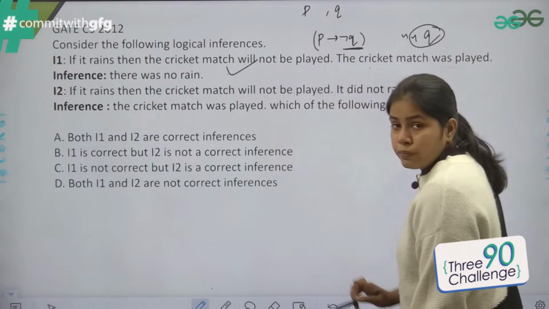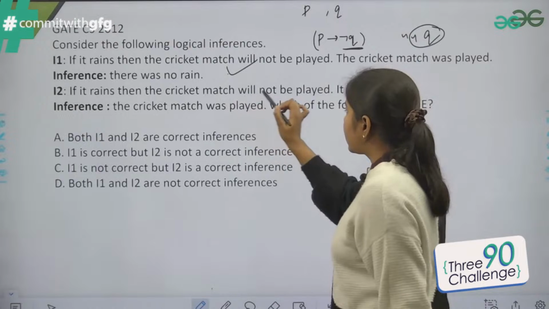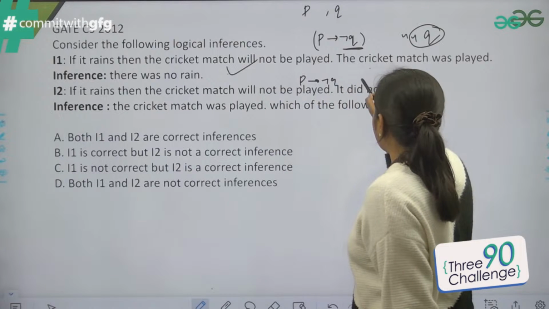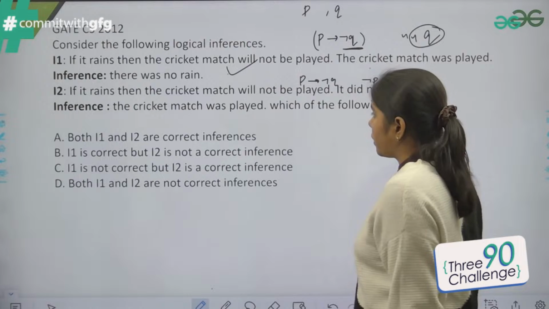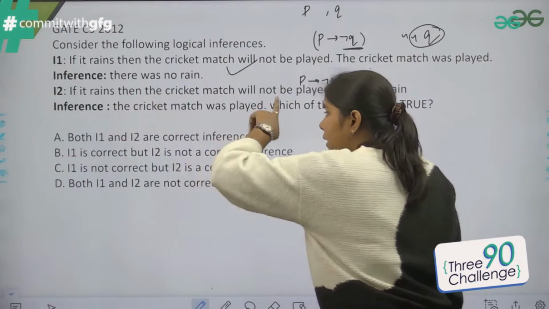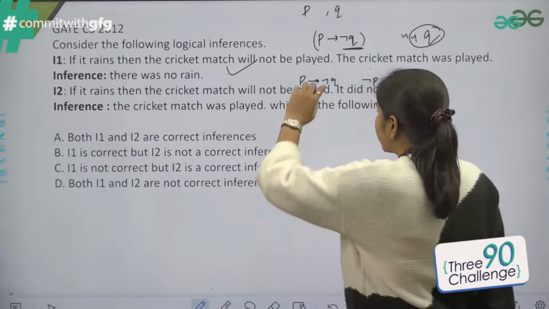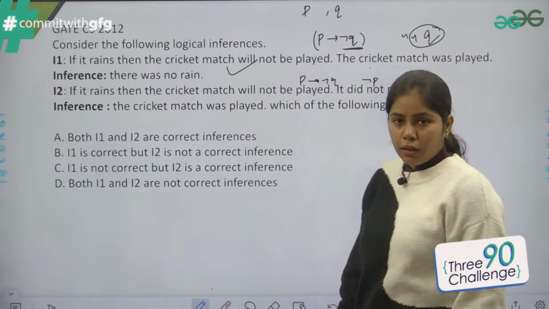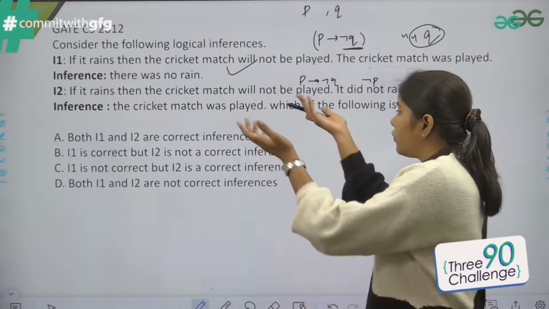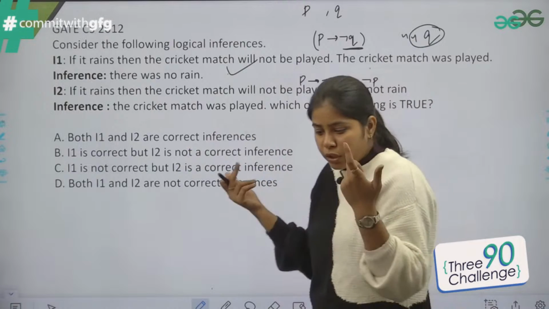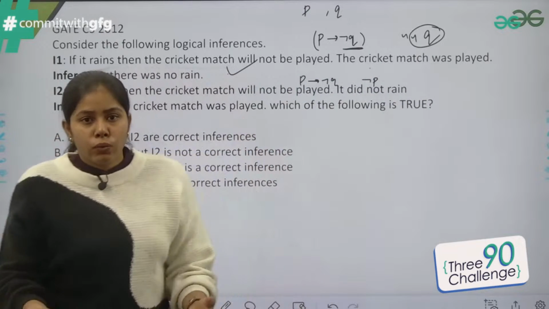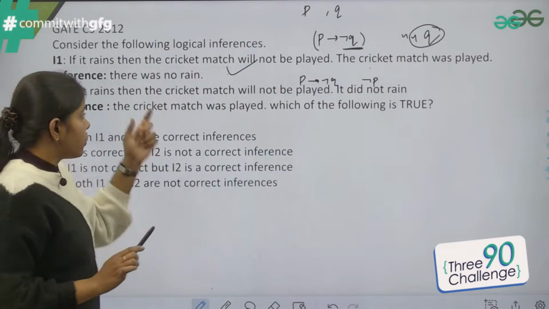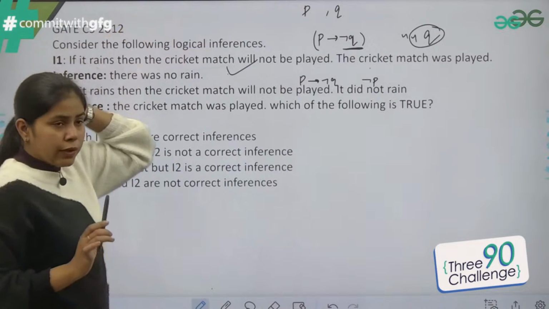So this is true. But in this case, if it rains, the cricket match will not be played, P implication negation Q, and it did not rain. But we know that if it rains, the cricket match will not be played, and there is no rule like that. If we have negation on the left side, what would be the result? We do not know. You can see from the question as well, if you do not want to go through the laws. If it rains, the cricket match will not be played.